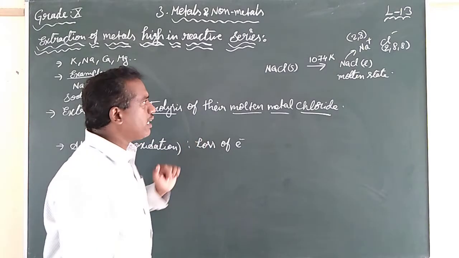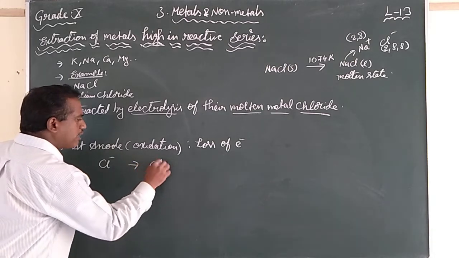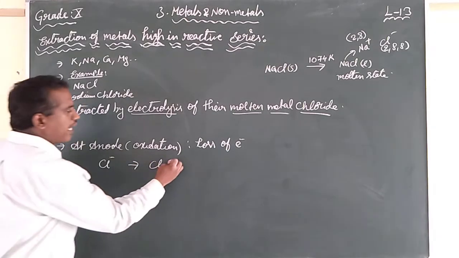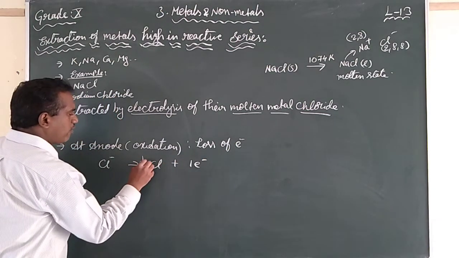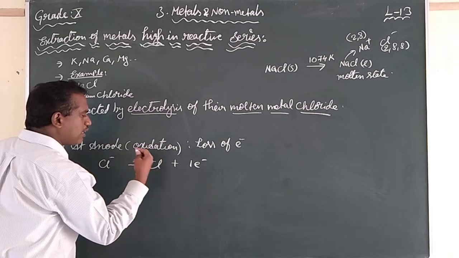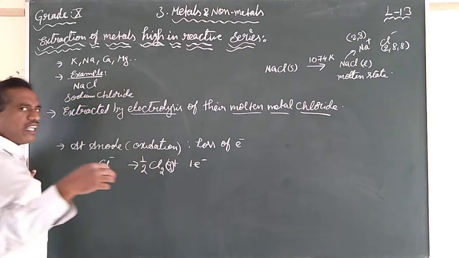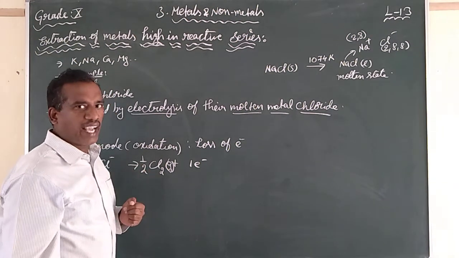But here the chloride ion will lose one electron, and that will convert into Cl2 gas. We cannot write Cl alone, so we represent it as half Cl2 gas.